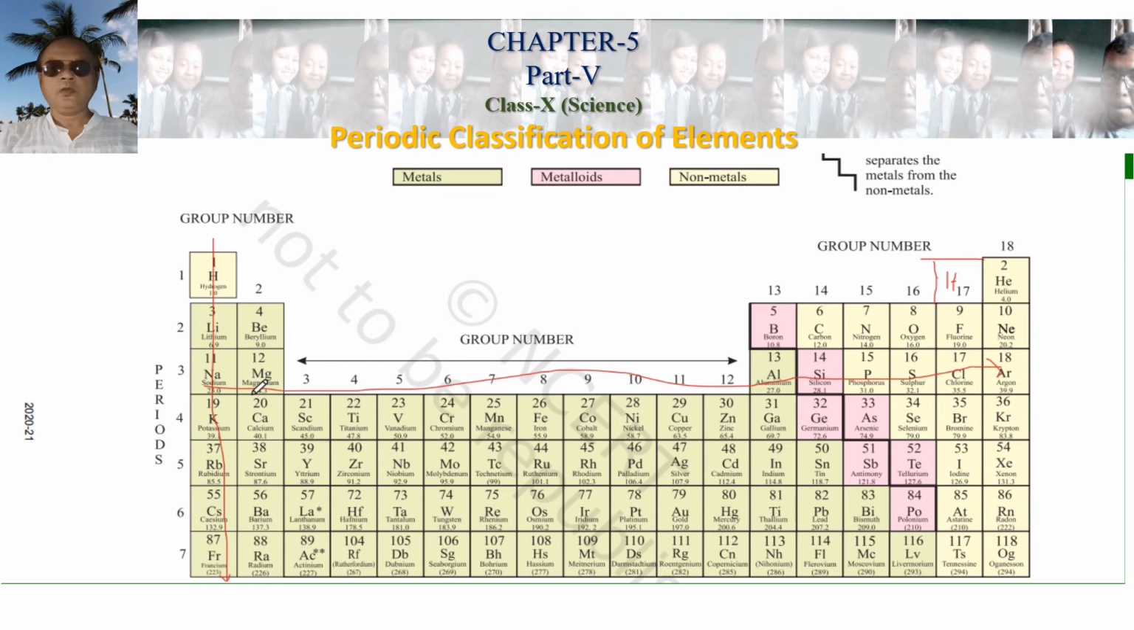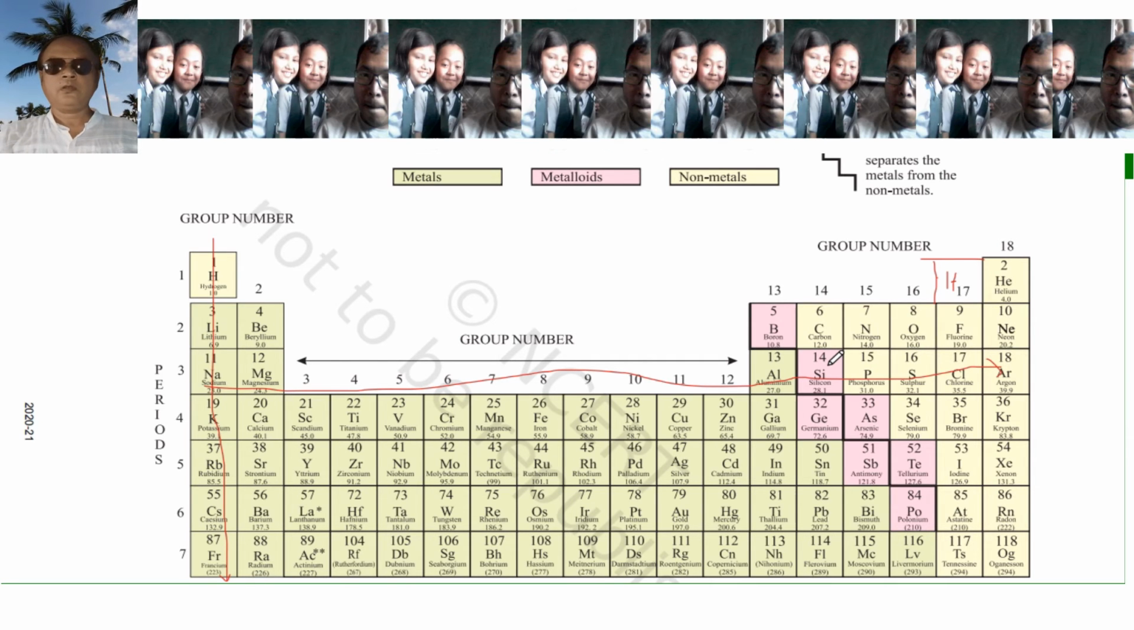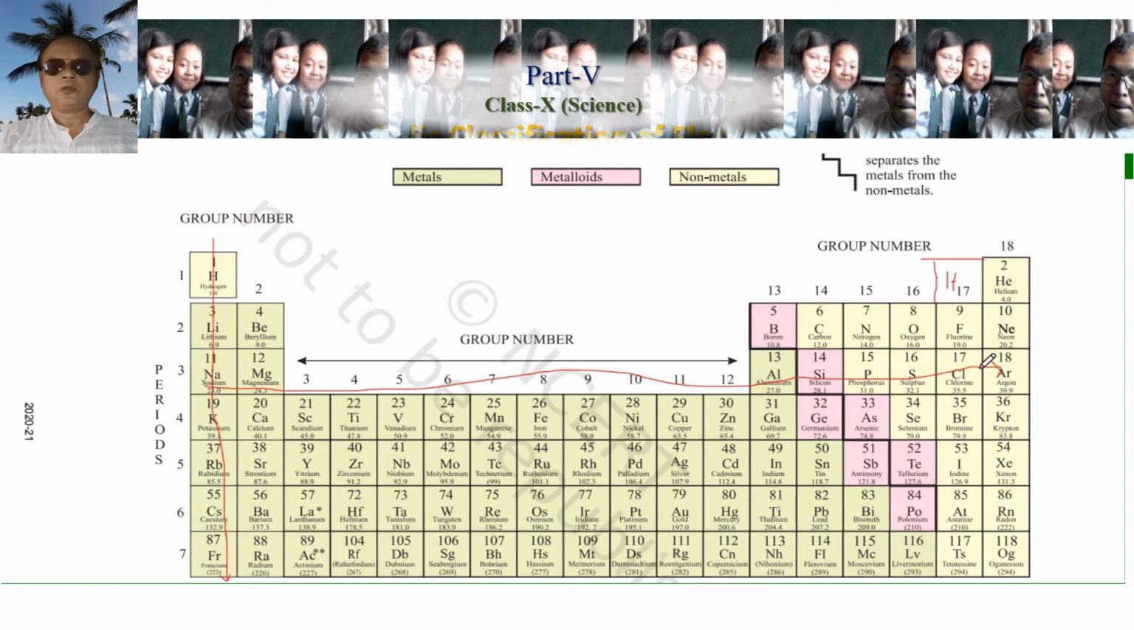But in the case of periods, let's take this third period. Valency of sodium is 1, magnesium is 2, aluminum is 3, silicon is 4. Up to 4, the valency will increase. Again it will start decreasing from phosphorus. It will be 3, 2, 1, and argon will be 0.